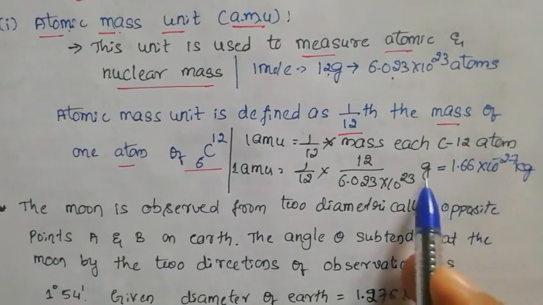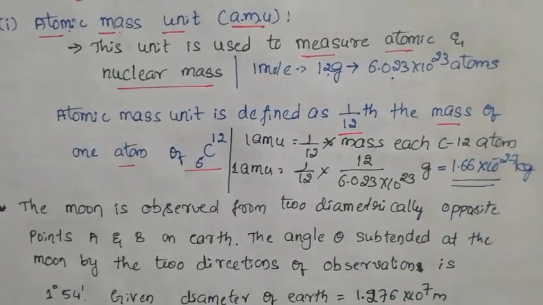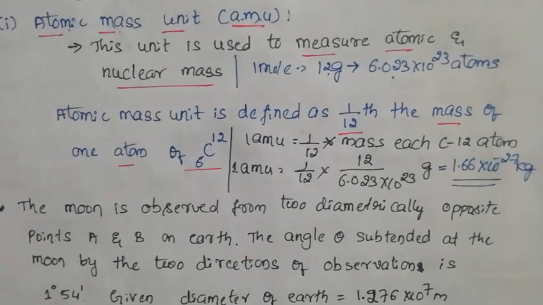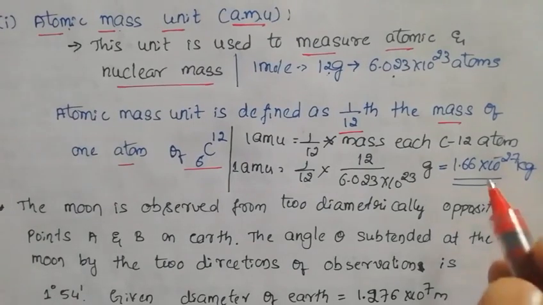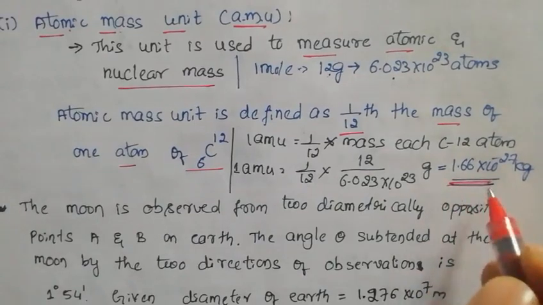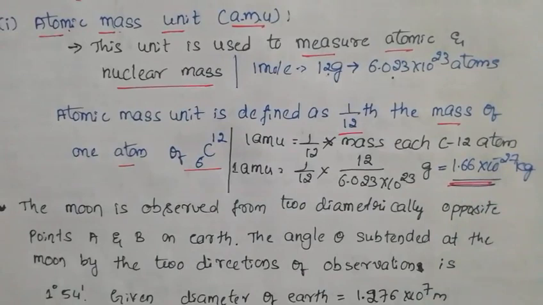Okay, to convert into kg, it will become 1.66 into 10 power minus 27 kg. This is the mass of 1 AMU. That is, 1 AMU equals how much kg? 1.66 into 10 power minus 27 kg. So please do remember this one. You are going to use this when you study nuclear physics. When you study nuclear physics, you definitely use this one.